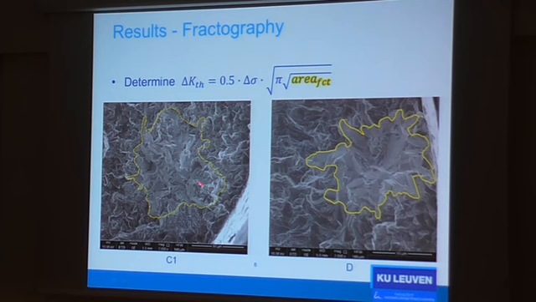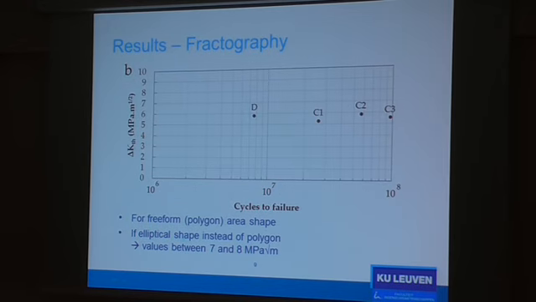So we measured the facet containing area, which I also did differently. In this case I use a freeform shape to closely follow the area that contains the facets. And if we then calculate the threshold stress intensity factor range, for these 4 samples we also see, like in the previous presentation, that there seems to be no variation in relation to the fatigue life. If I had used an elliptical shape, like the person before me, these values would simply go up, and they would also be between 7 and 8 megapascal square root meter, which is in accordance with what you find in literature.